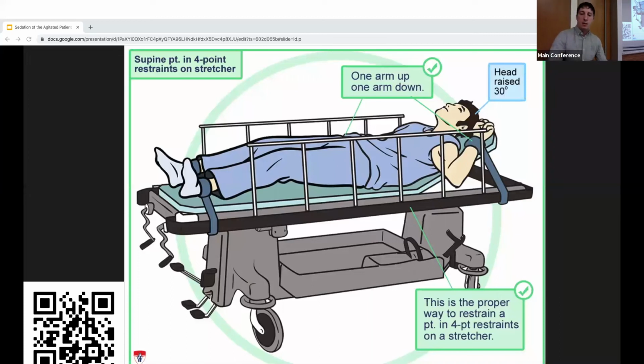Trevor asked, does anyone know if droperidol is in the Pyxis? The answer is no. It's non-formulary at both sides of the street.